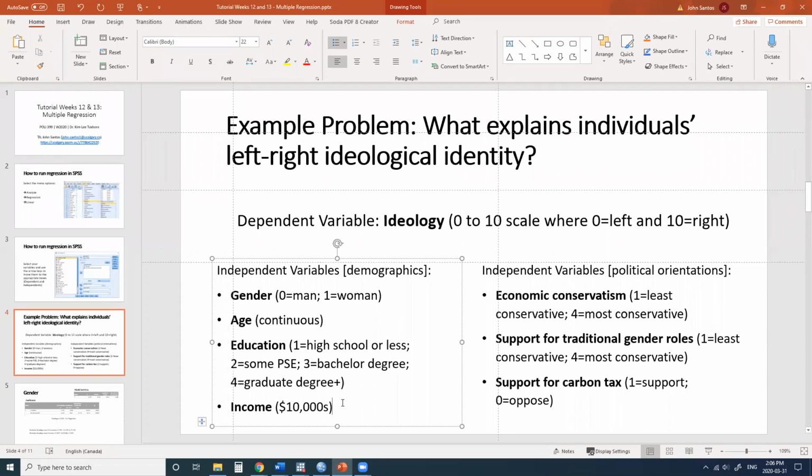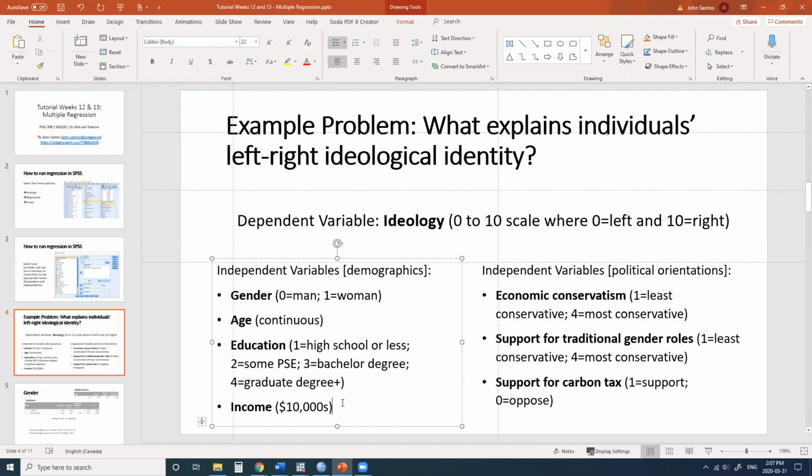There are some studies which suggest that those with higher incomes tend to be more right-wing because they support lower levels of taxation. On the other hand, we have terms like champagne socialist, right? To describe people who are very wealthy but support high levels of government intervention and economic redistribution, presumably because they can afford it. So income is this variable where it's just the annual household income, but in tens of thousands of dollars.